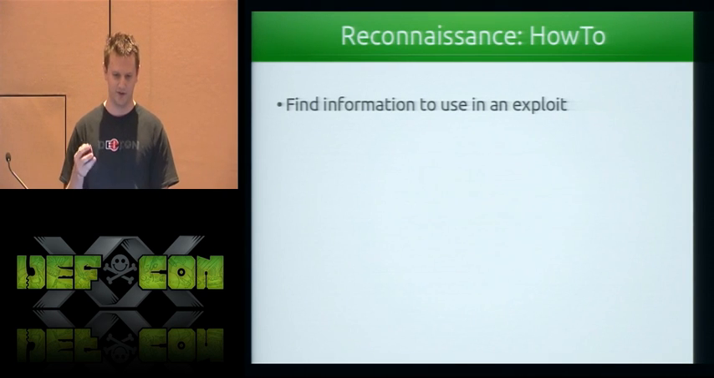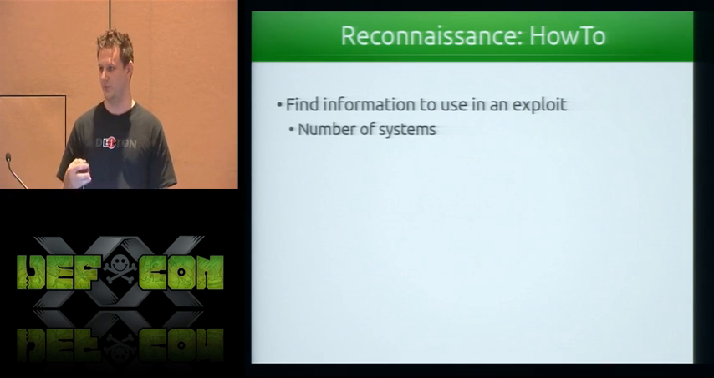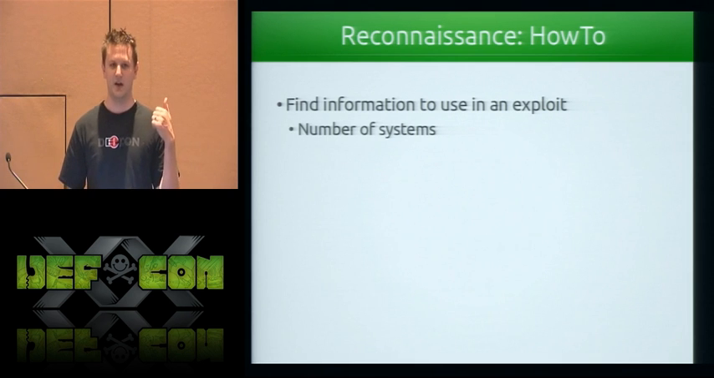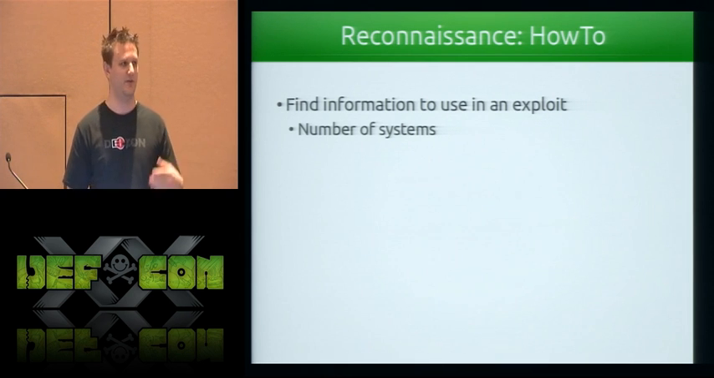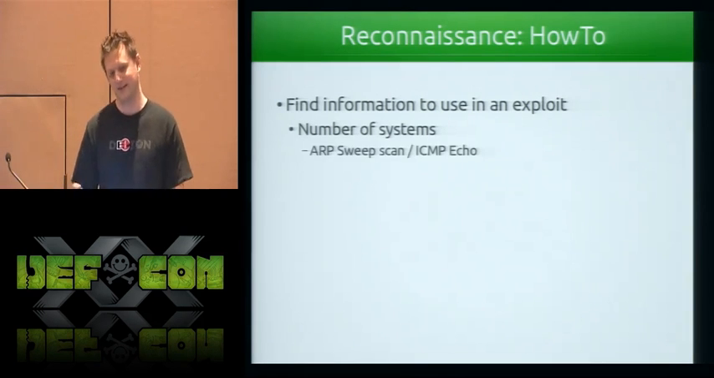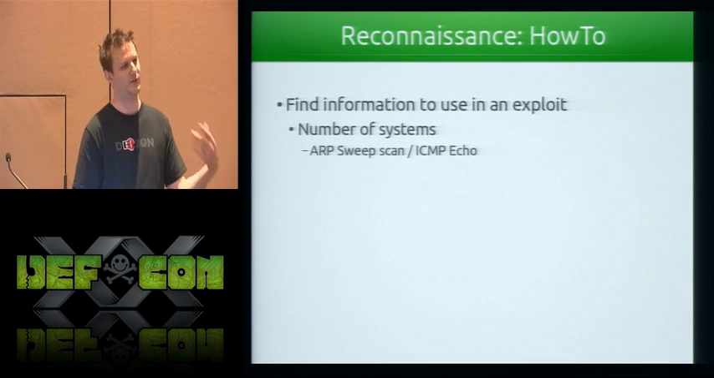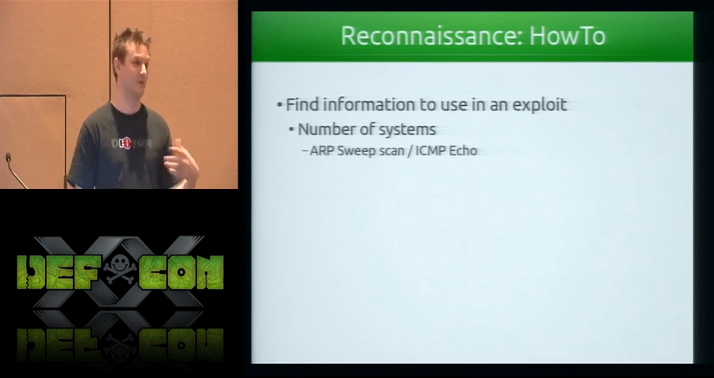All right, so enough intro. Reconnaissance, how does this actually get performed? One of the first things you want to do once you gain access to a network is find out the number of systems on the network. You want to find out just what machines exist on this network that you want to exploit. One of the major ways to do that is ARP sweep scans, right? So you send out an ARP packet and you say, hey, 192.168.1.10, what's your MAC address?